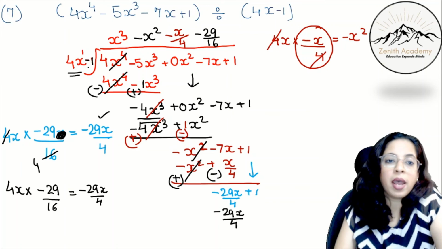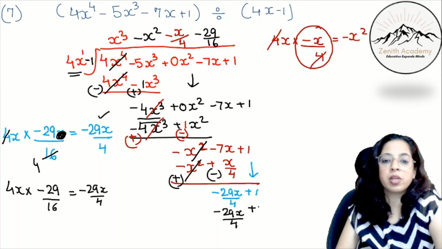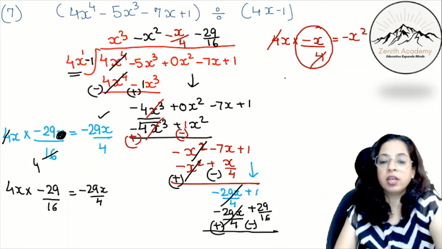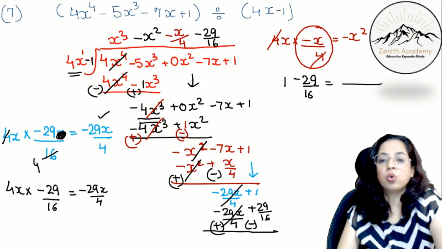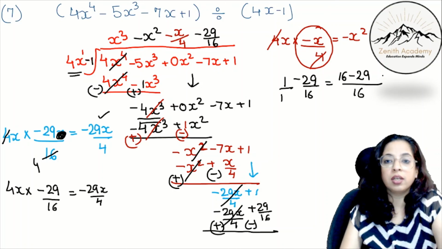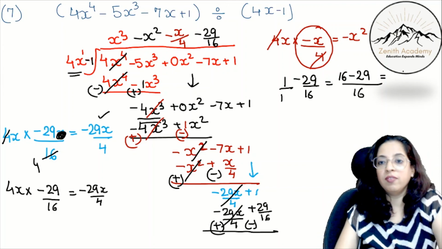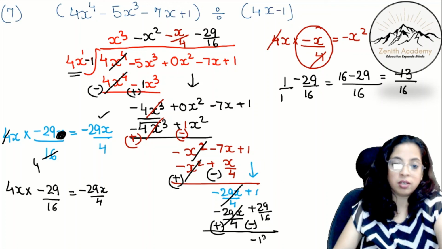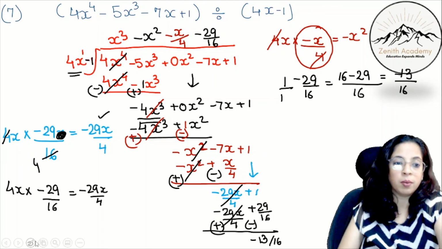Okay. And minus 1 into minus 29 by 16 is plus 29 by 16 here. So if you change the sign, this becomes plus, this becomes minus. So this and this gets cancelled. Now what I have got here is 1 minus 29 by 16. So 16 is the denominator if there is a 1. So this is 16 minus 29. So 16 minus 29 will be 13, that also negative 13 because 29 is bigger. So negative 13 by 16 is the remainder.